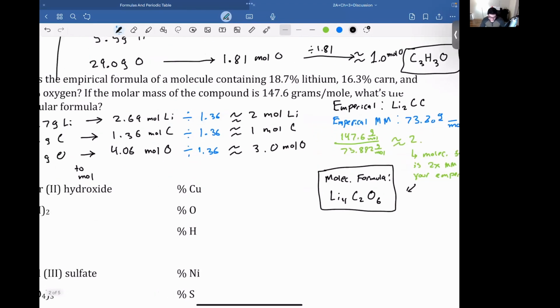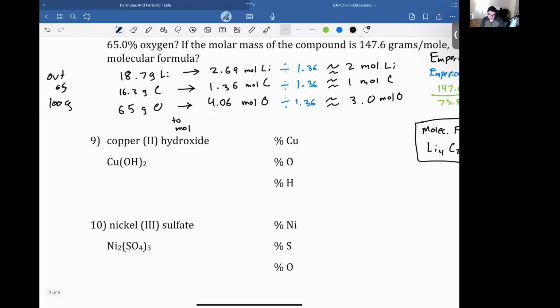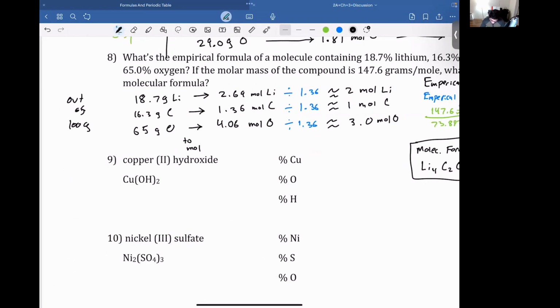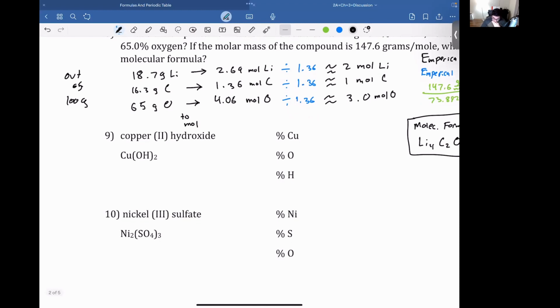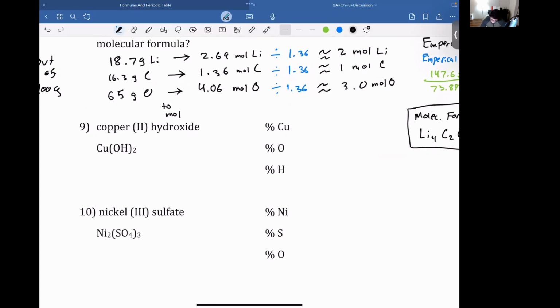All right. So going on to the next one, number 9. It says we have copper 2 hydroxide. Wait, what are we doing? Oh, percent copper, percent oxygen, so on and so forth. So this is again percent by mass, right? Not by mole. If you're doing percent by mole, copper is 1/3, right? There's 3 things. 1/3 is copper, 1/3 is oxygen, 1/3 is hydrogen in terms of moles. But we don't want this in moles. These are again going to be percent by mass.